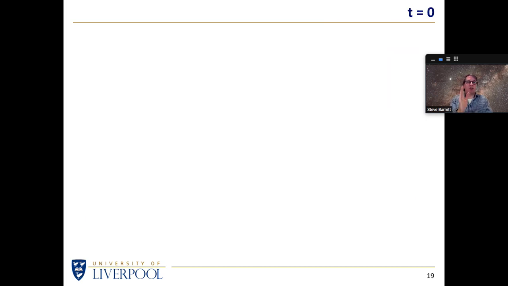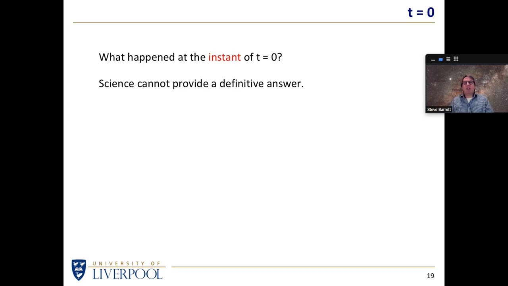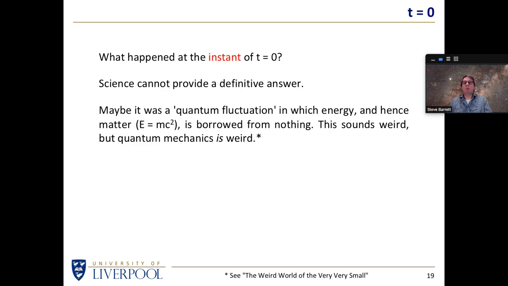So let's start the journey from t equals 0. Remember, we haven't yet got to the point where we absolutely or reasonably know what's going on. At t equals 0, what happened at the instant of creation? Well, perhaps no surprise, science cannot as yet provide a definitive answer to what happened at t equals 0.